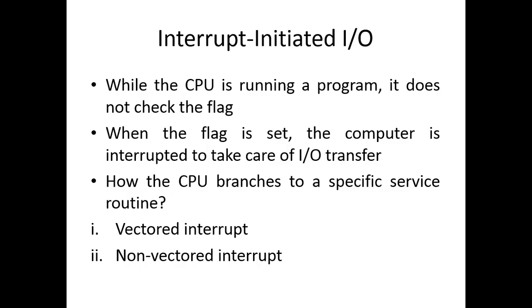Now, whatever is the case, whether programmed I/O or interrupt initiated I/O, the question is how the CPU determines the address of the required service routine, because upon receiving the interrupt, the CPU is supposed to branch to a specific I/O service routine. So there are two ways to specify the address of the required I/O routine. The first method is called vectored interrupt.